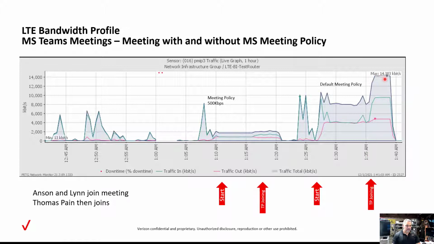So you can see another person joining. This person was on the LAN side. The bandwidth profile went up. You can see you can save a lot of bandwidth using the Microsoft Teams meeting policy.